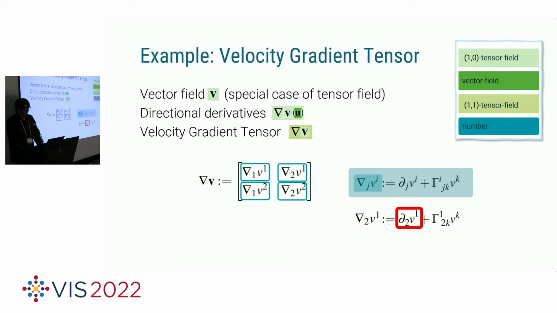Okay, so let's look at the individual symbols. This is something that we really know how to compute. We just take the first component of the vector field, that's V superscript 1, so we can think of this as a scalar field. Then we take the partial derivative with respect to the second coordinate function. This is something we should be familiar with. It's a partial derivative, something we are used to computing in Cartesian coordinates, like elementary calculus.